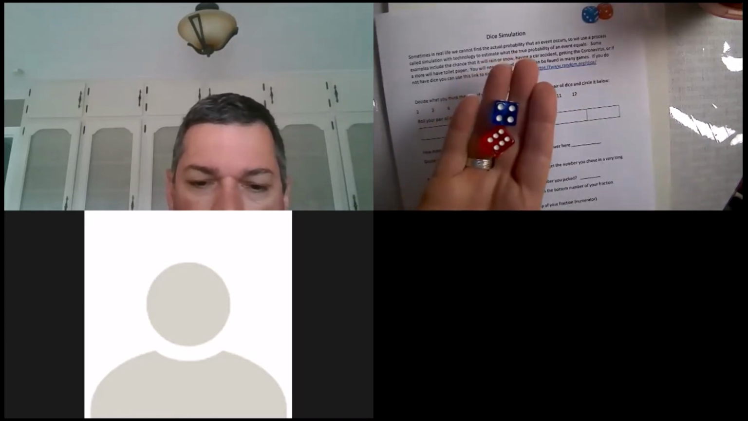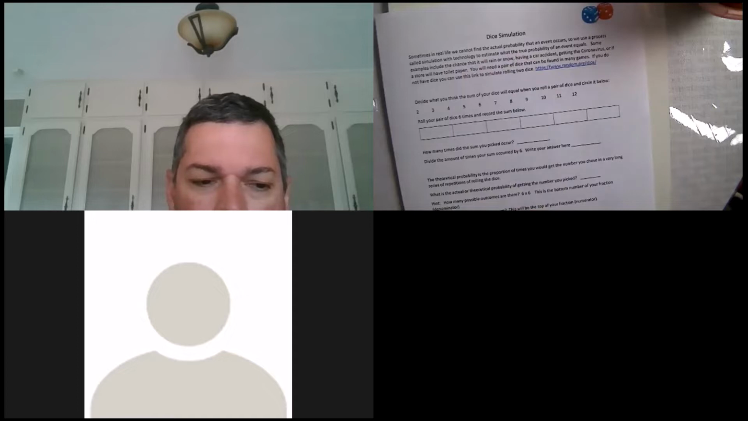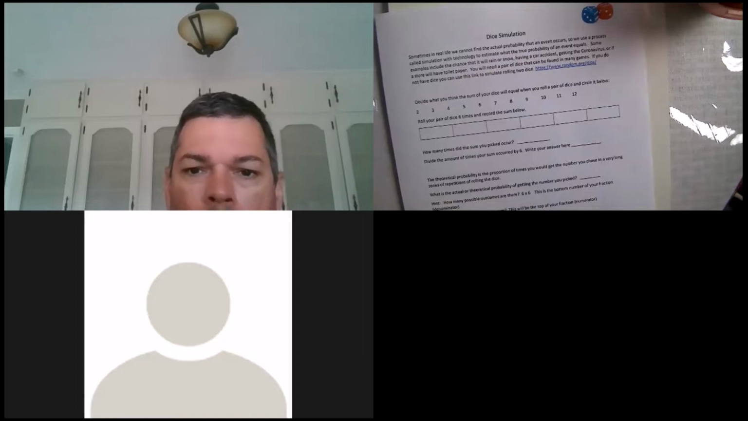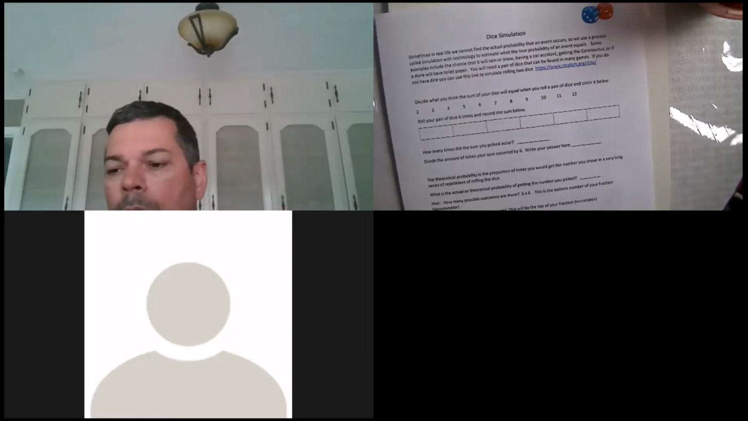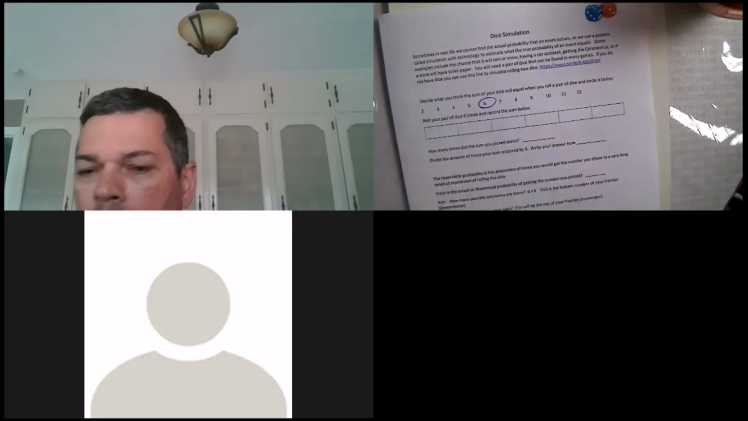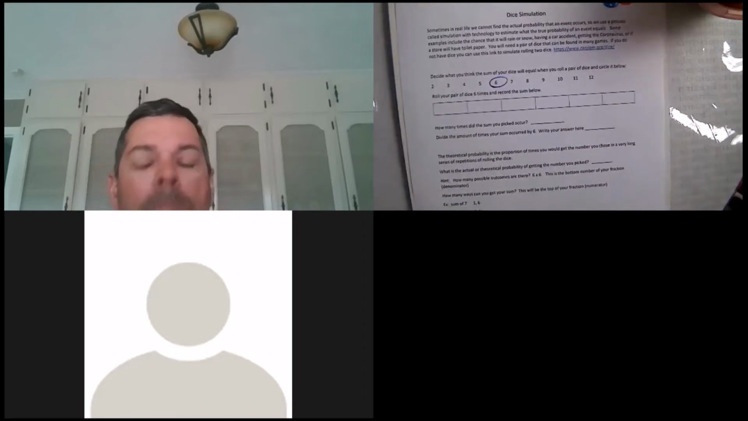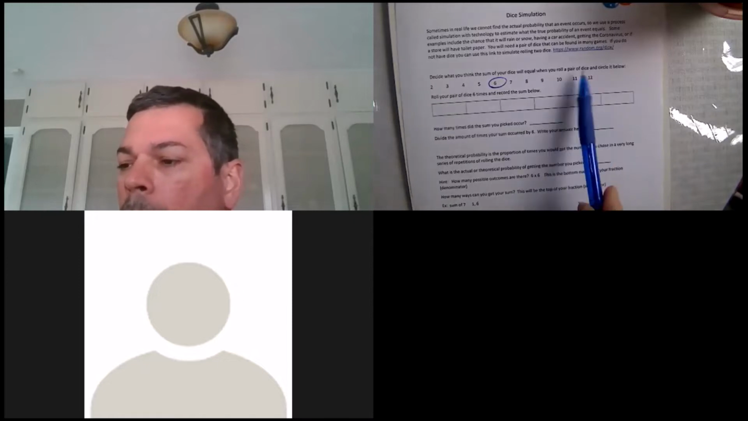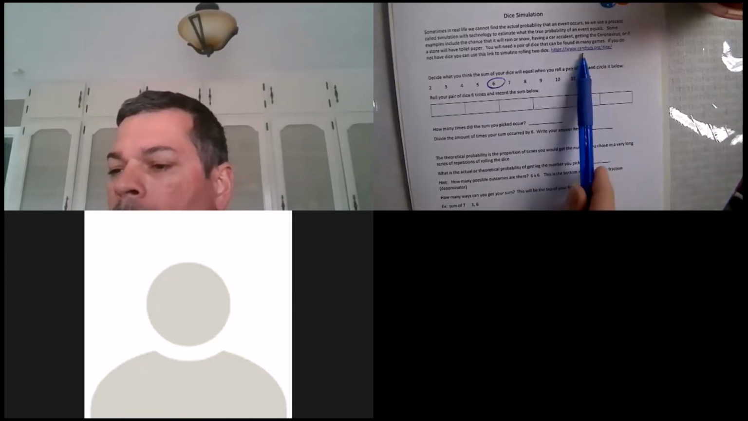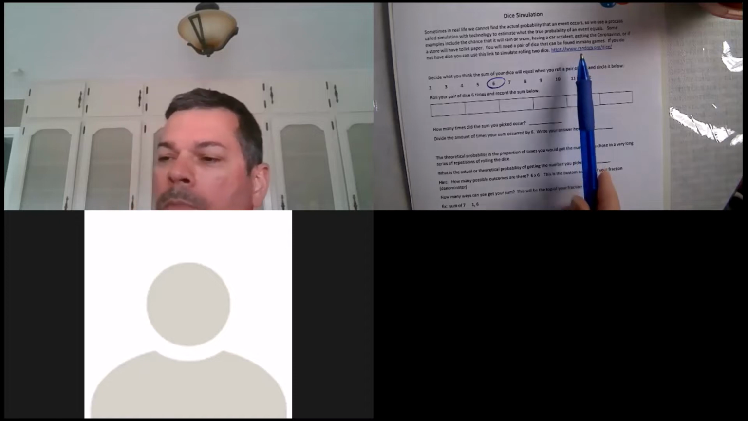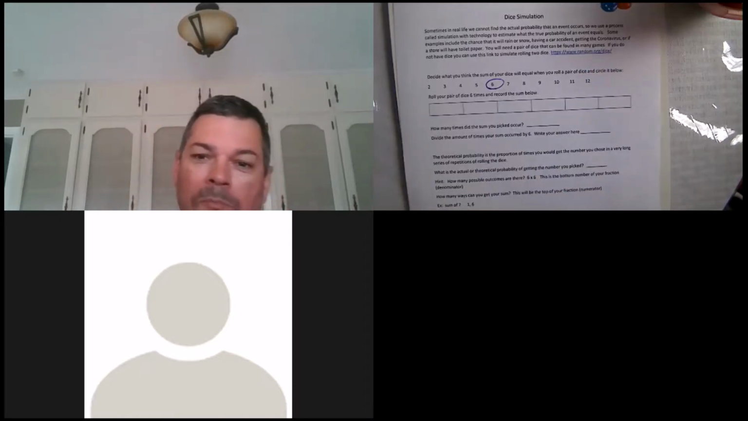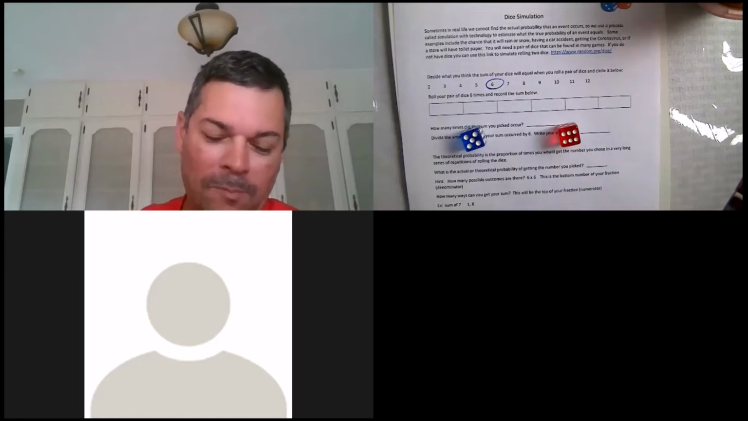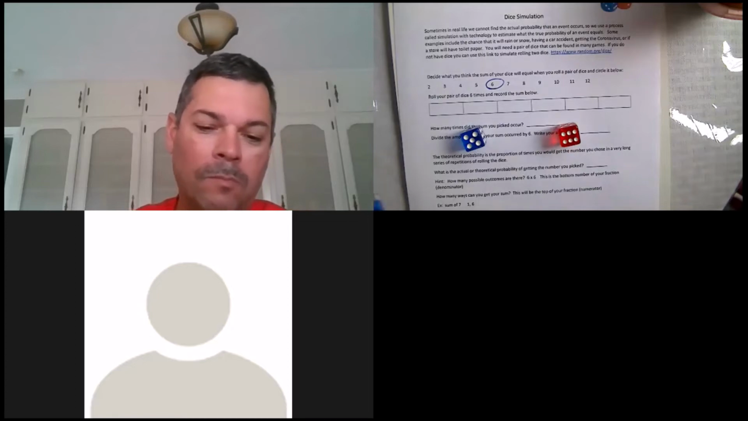So when I did this activity, I rolled the dice. It says first, decide what you think the sum of your dice will equal when you roll a pair of dice. So basically here, you're just going to circle a number, whichever number you like. So I'm going to circle 6 on here because I like 6, okay? Then it says roll your pair of dice 6 times and record the sum. Now, again, you could have used this up here to roll the dice if you didn't have any dice at your house, but I'm going to go ahead and roll a pair of dice, and I'm going to roll it 6 times.